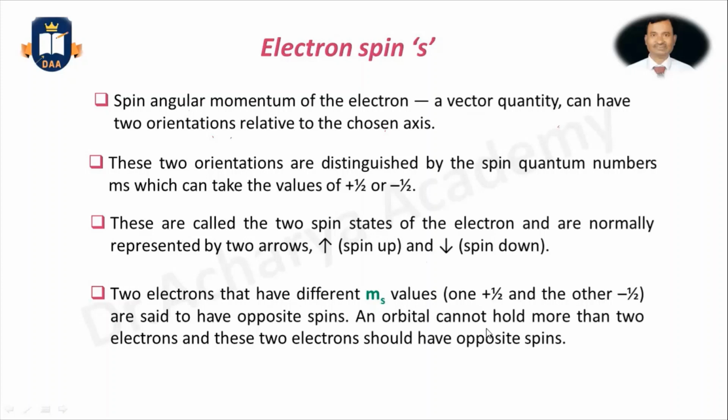An orbital cannot hold more than two electrons. And these two electrons should have opposite spins. That means in an orbital, a maximum of two electrons can stay, and these two electrons should be in opposite spin.